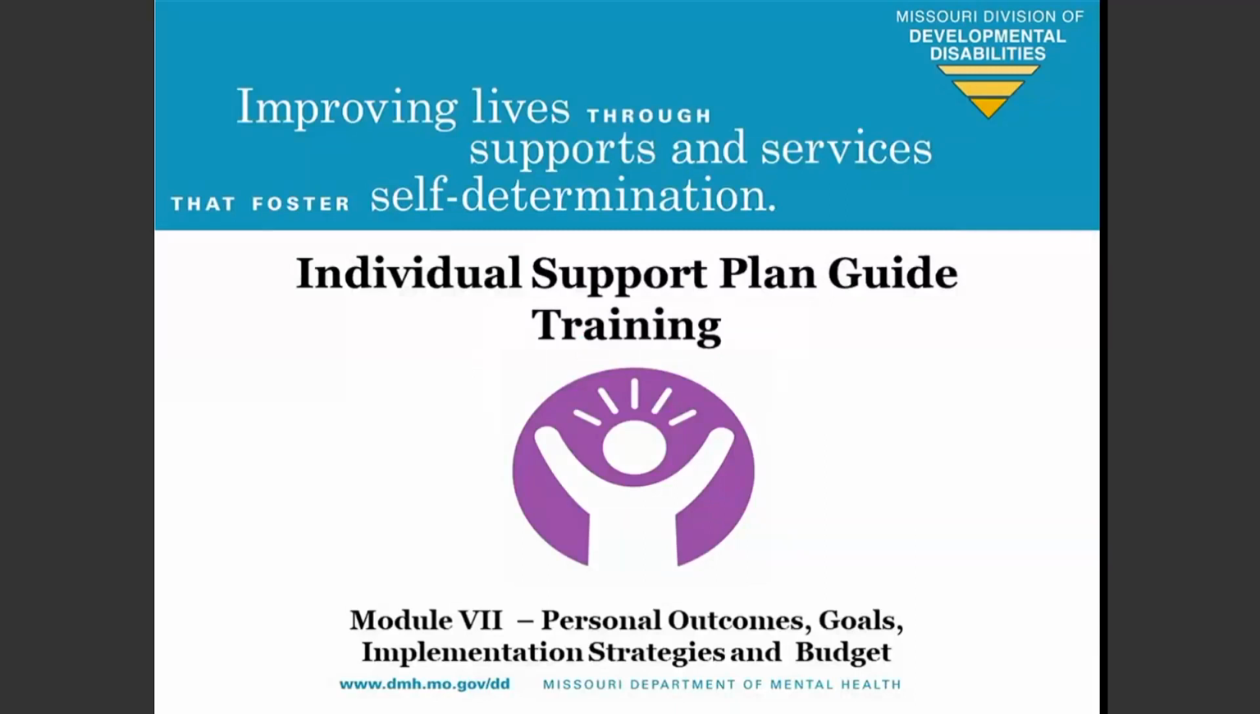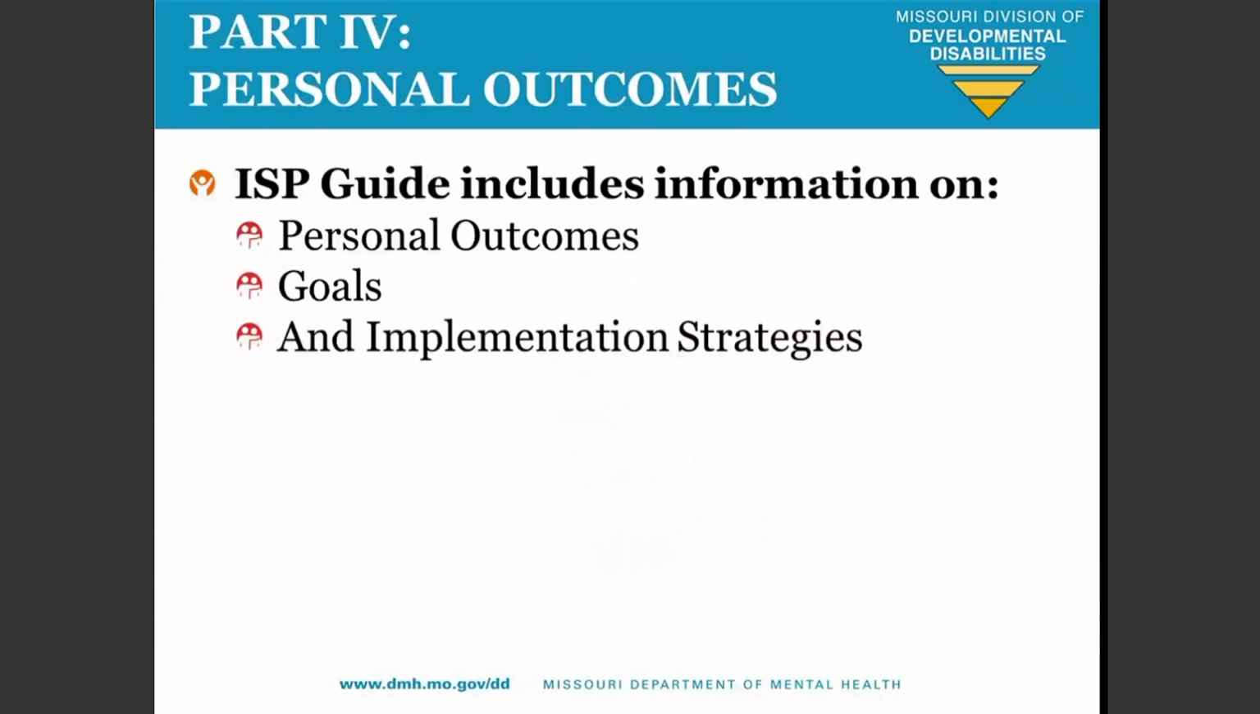Welcome to Individual Support Plan Guide Training, Module 7: Personal Outcomes, Goals, Implementation Strategies, Budget. The next section of the ISP Guide covers personal outcomes. The guide provides information about the required components of personal outcomes and goals. Appendix B describes the implementation framework, including implementation strategies.